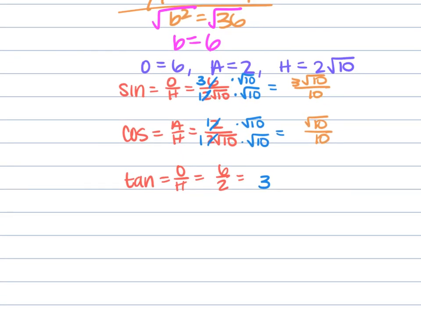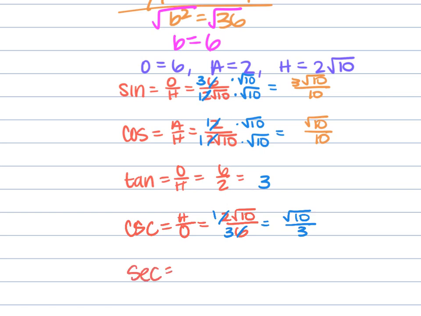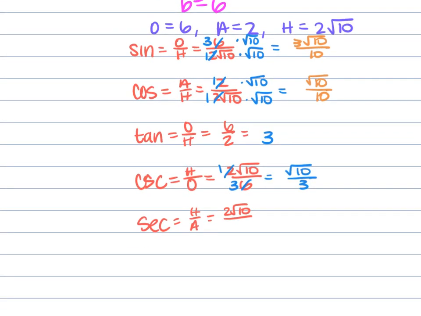The reciprocal of sine is cosecant, so that's CSC, so that's going to be hypotenuse over opposite. So a hypotenuse over opposite is 2 square root 10 over 6. The 2 and the 6 simplify to become 1 and 3, so it's just the square root of 10 over 3. The reciprocal of cosine is secant, so that's hypotenuse over adjacent. So that's going to be 2 square root 10 all over 2. We simplify the 2's to become 1's, so it's just the square root of 10.